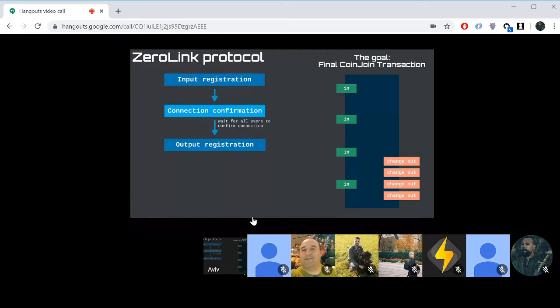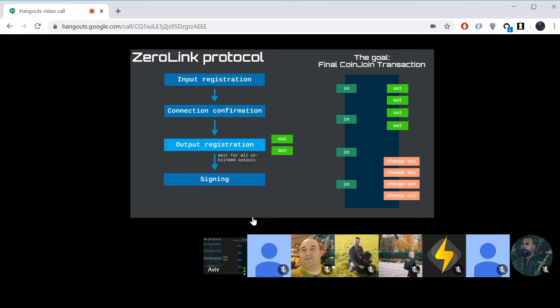In phase two, the connection of all the participants will be confirmed. Oh no, excuse me. Whoever is not confirmed, that coin will not have to wait for its signature, because that user has dropped out from connectivity. And then output registration. In this phase, all the users are going to anonymously post over Tor their outputs that have a valid signature but are now unblinded. And this will allow the coordinator to put all the outputs of equal denomination on the right-hand side of the CoinJoin transaction without knowing exactly who presented that output.